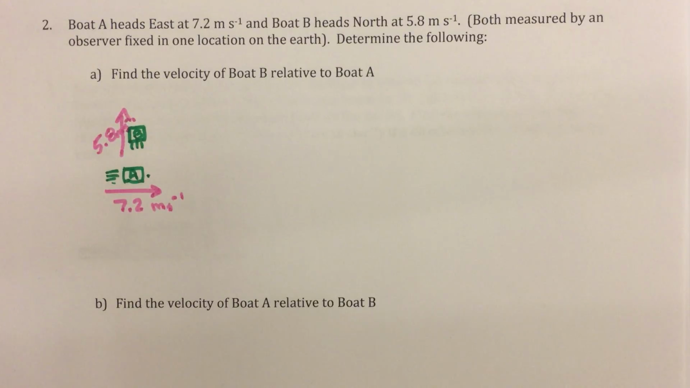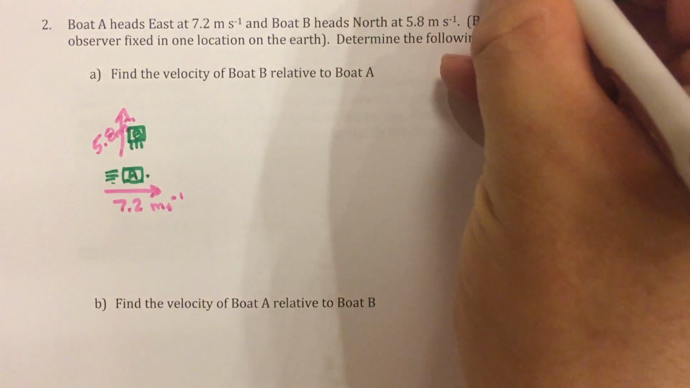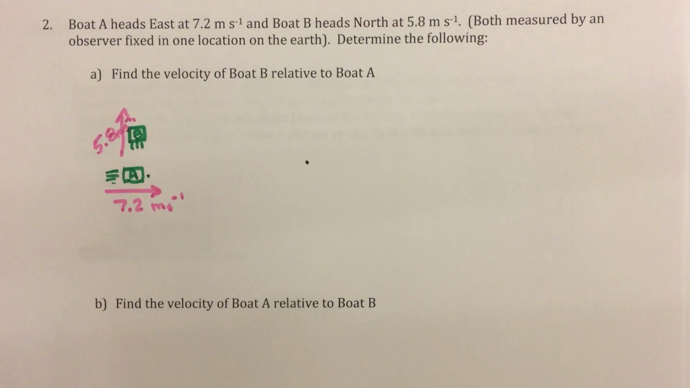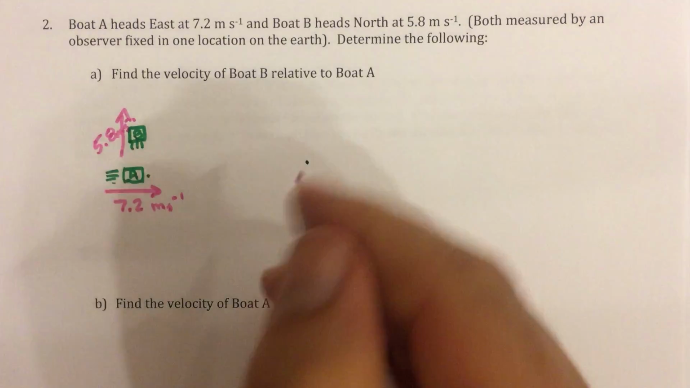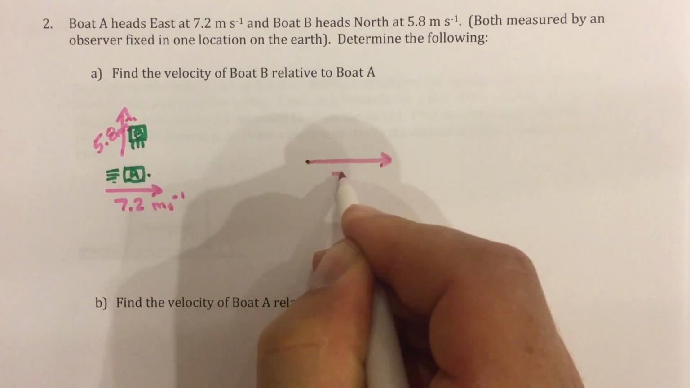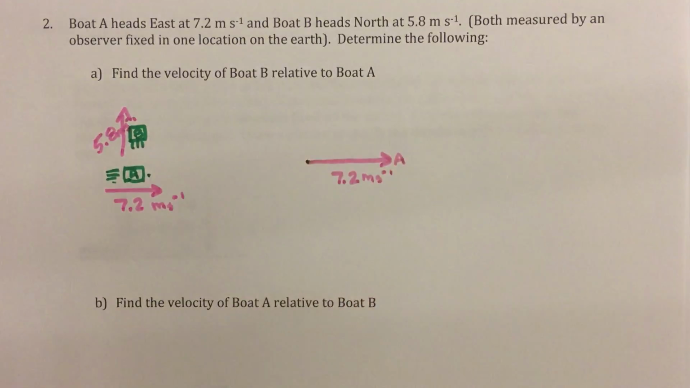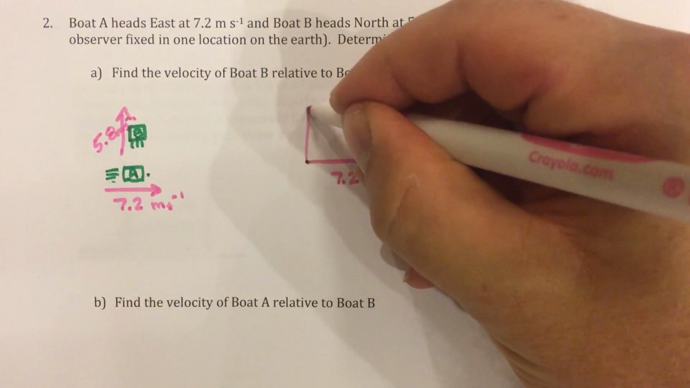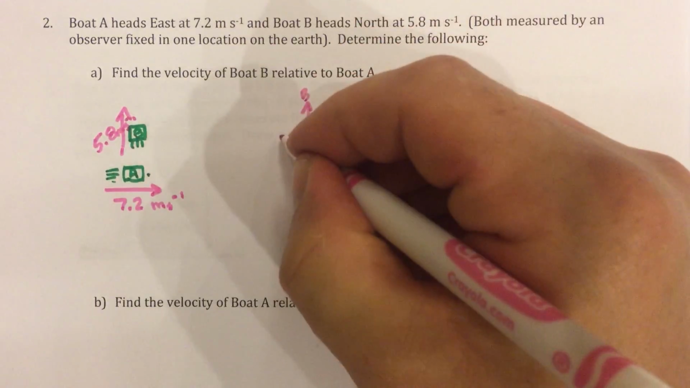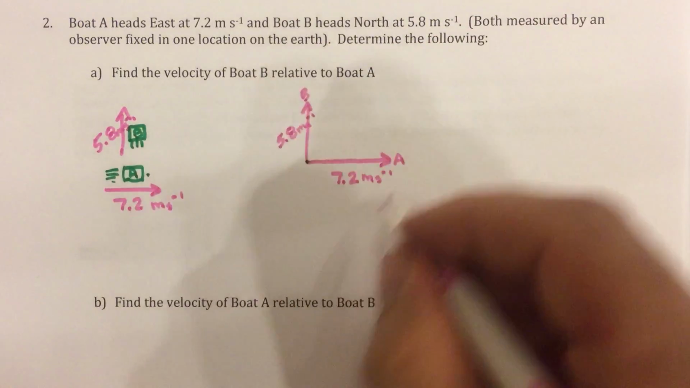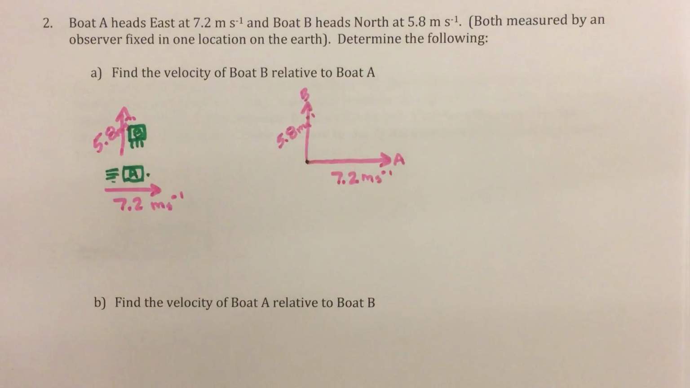Well, we can solve this problem just like we did the last one with putting both of our vectors starting at the origin with their tail on the origin. The vector for A is 7.2 this way. That's the location of A. Now I know that they're velocity vectors, but we can think of them almost in terms of displacement at this point. But B is 5.8 this way. So any vector manipulation that would work for displacement will work for any vectors that we're adding.